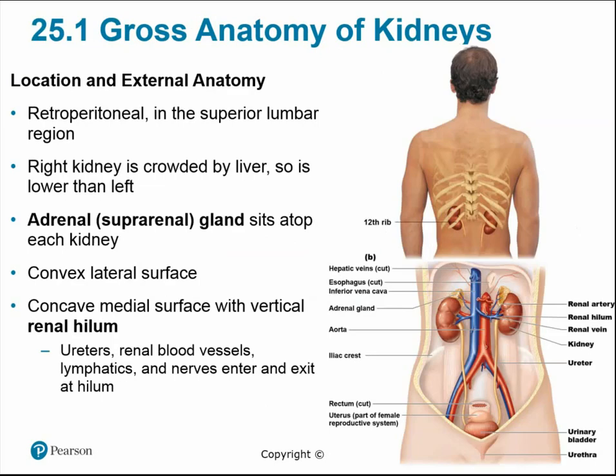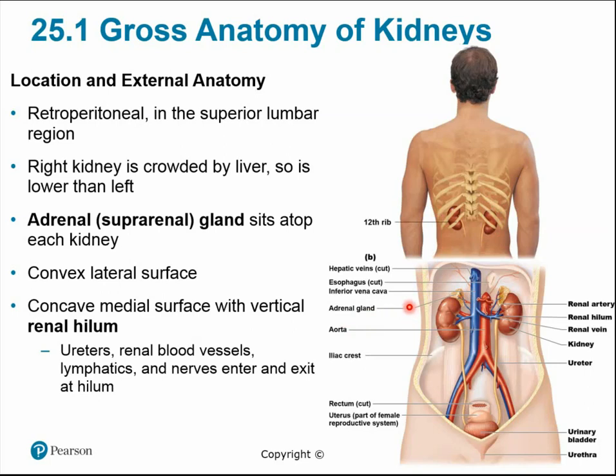So kidney location and external anatomy. So they are retroperitoneal in the superior lumbar region. Right? So just a little bit in the lower back behind the peritoneum. So you notice the right kidney is a little bit lower than the left because we have the liver up here that's going to kind of crowd and push that kidney down a little bit. And we've already talked about the adrenal glands in the endocrine chapter, so they sit just atop each kidney there.